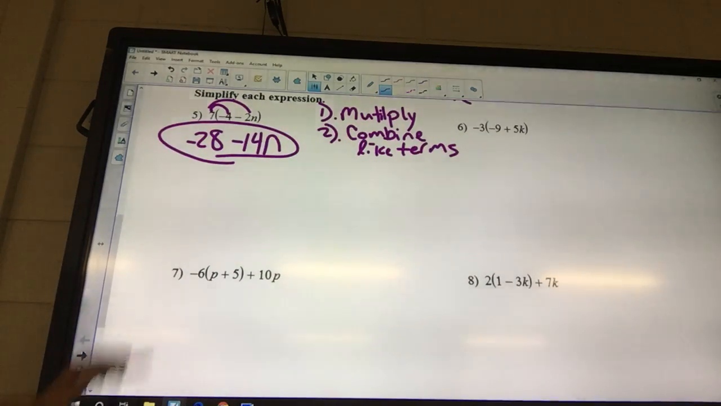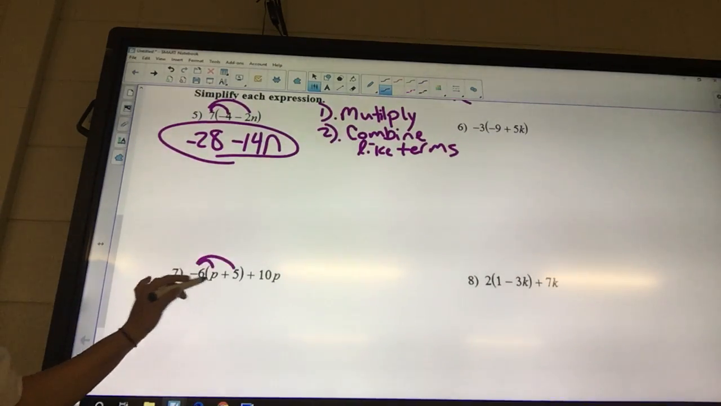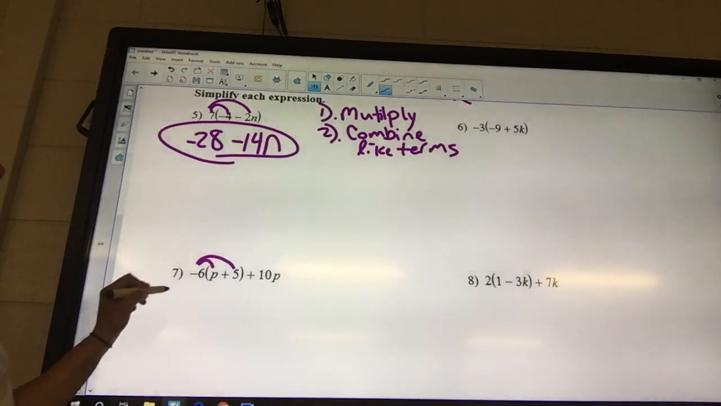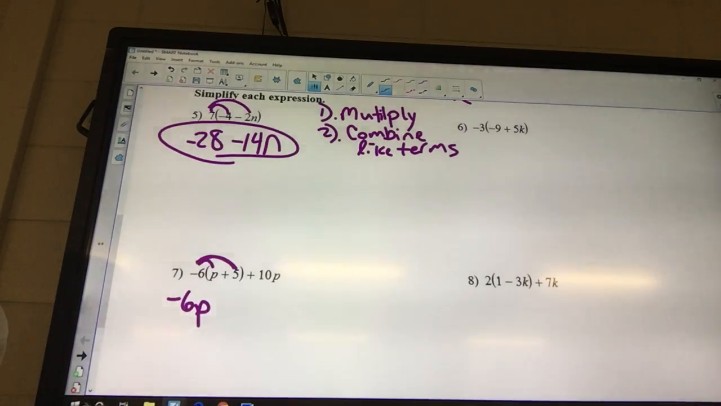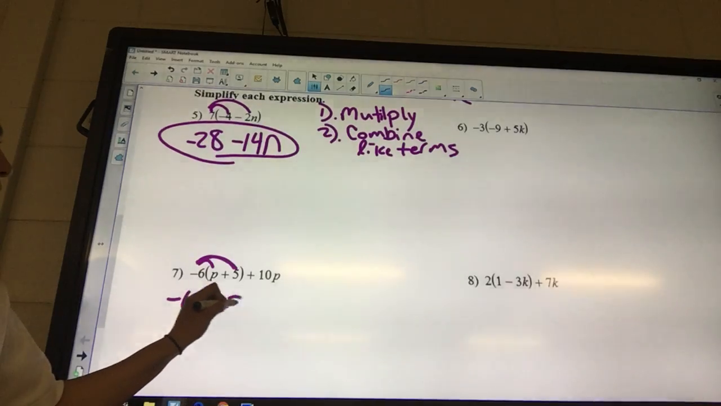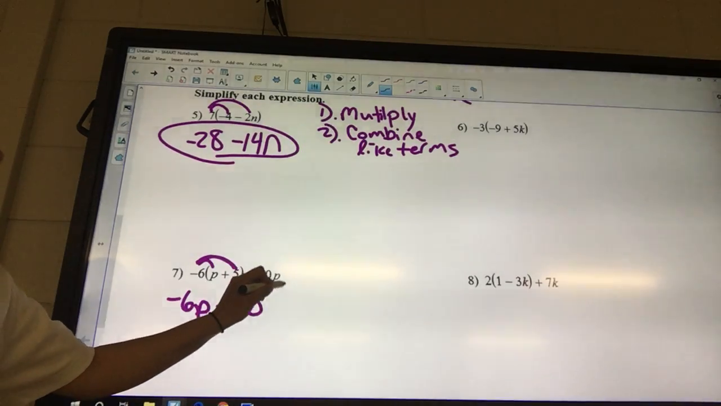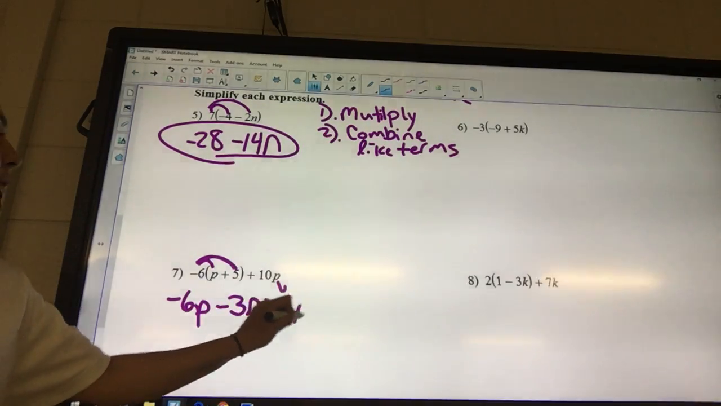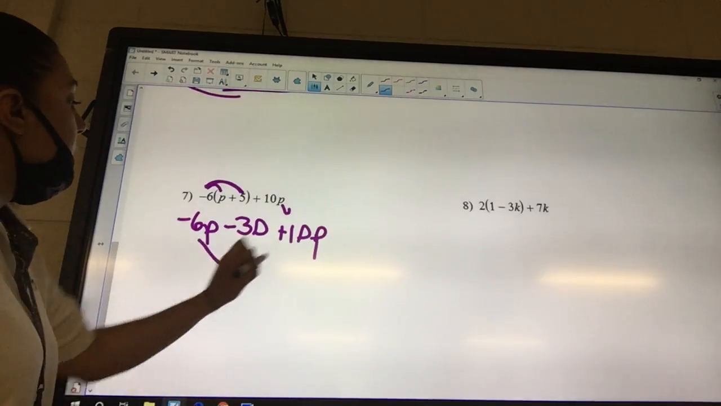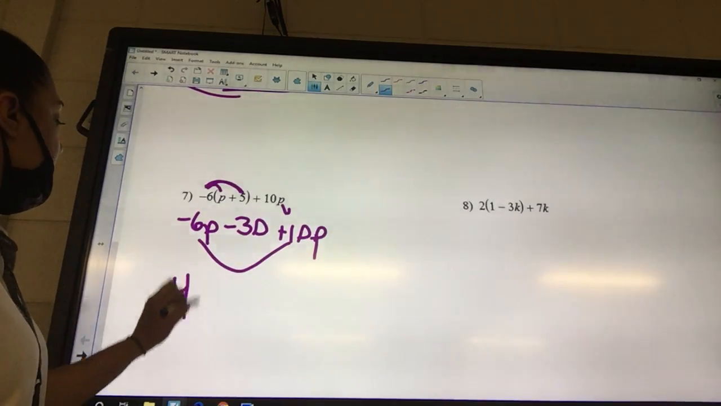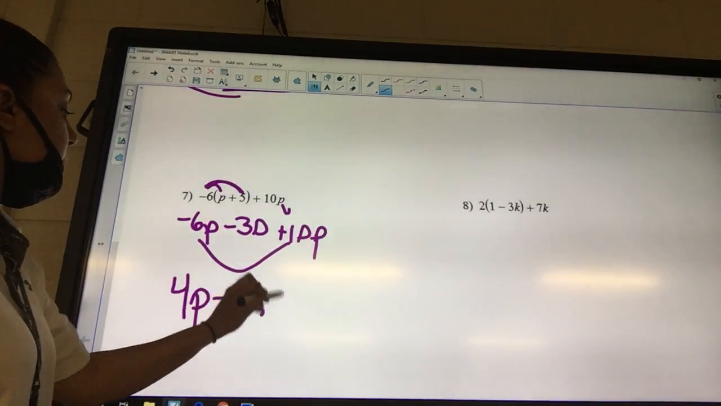Okay, look at 6. Distribute. So negative 6 times p is negative 6p. Negative 6 times 5 is negative 30. And then we got to drop this 10p down. Is there anything for us to combine? Yes, 10p and 6p to give me 4p minus 30.